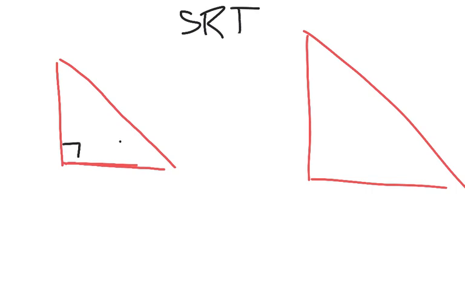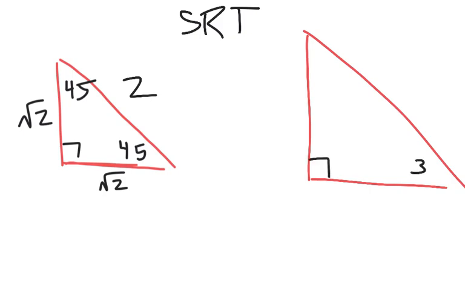So let's say this is a 45, 45, 90 special right triangle. For this triangle, both the legs are length 1 and the hypotenuse is radical 2. And then for a 30, 60, 90 special right triangle, the side opposite the 30, or the short leg, has a length of 1. The side opposite the 60 is radical 3, and the hypotenuse is 2.